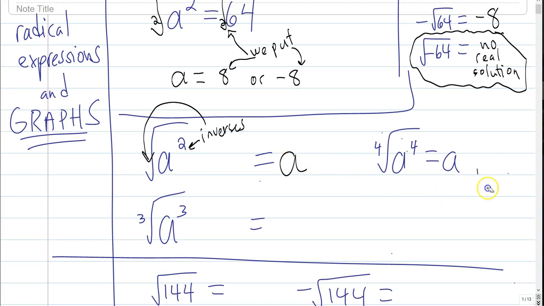The same thing can be done with a fourth root. To undo a fourth root, we would use a fourth power. They are inverses, giving us just a. To undo a third root, we would have a third power, giving us just a. These are inverses of each other. We can pull out the groups. This we're pulling out groups of 2. There were 2 a's, so an a comes out. This one we're pulling out groups of 4. There was 4, so an a comes out. This one we're looking for groups of 3. There were 3, so an a comes out. In all of these, the root and the exponent are inverses. They cancel each other out. But they have to be the same number for them to cancel each other out.